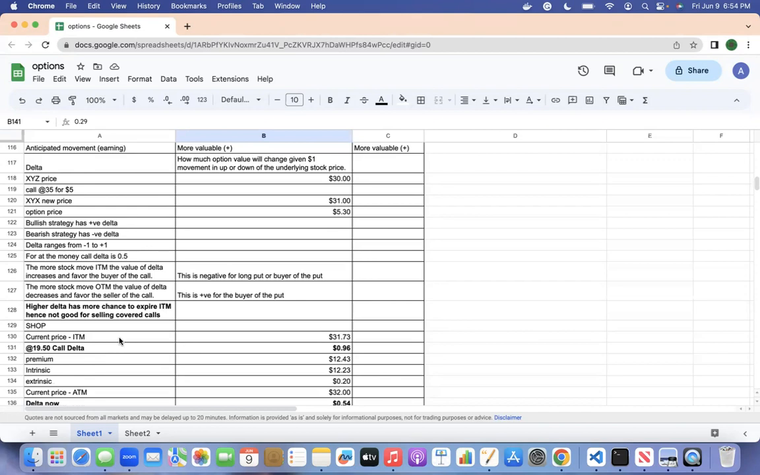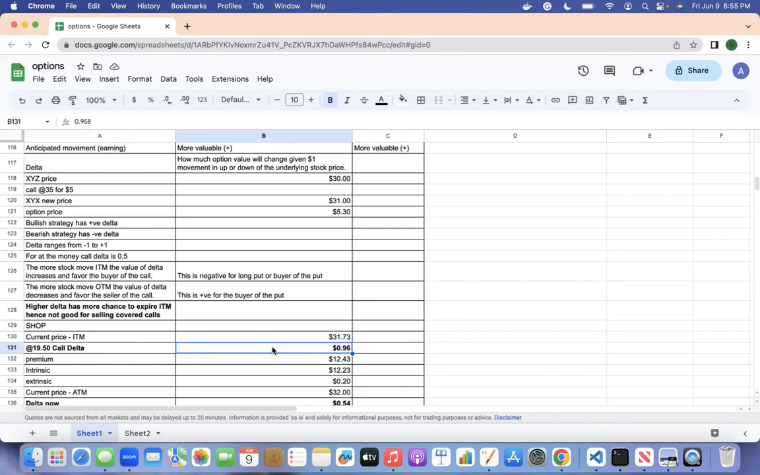So 31.73 minus 19.50 would be $12.23. $12.23 will be your intrinsic value, as you see here. And that's good, because you want more intrinsic value, you want higher delta value. And look at that, delta value is almost close to 96, like 0.96, right?